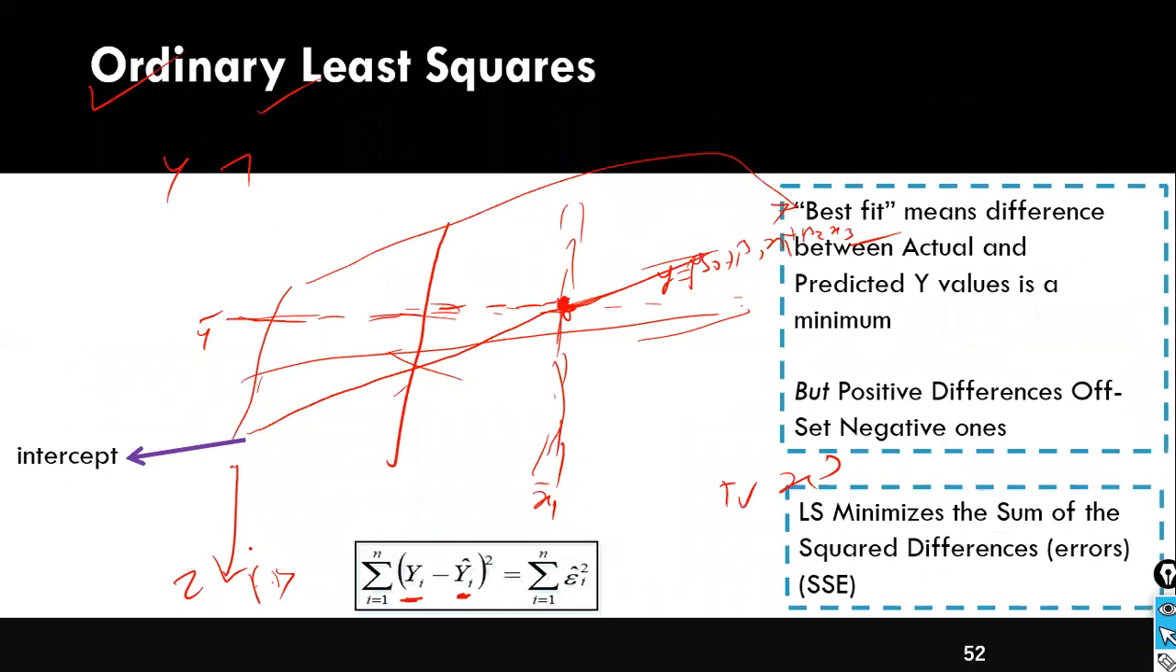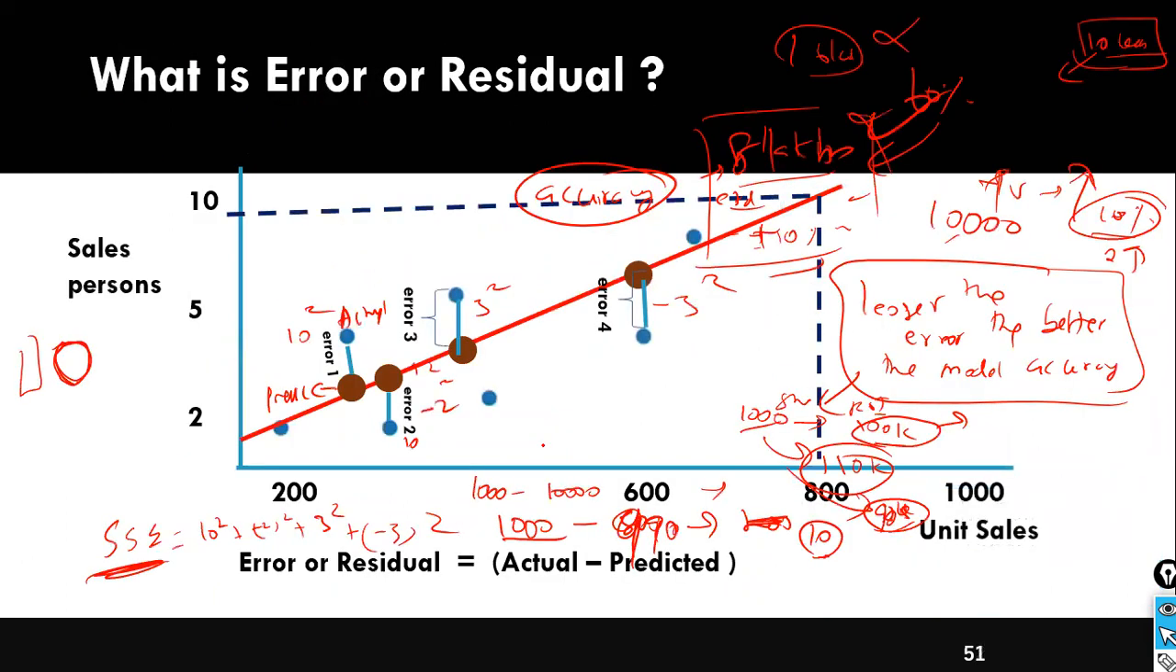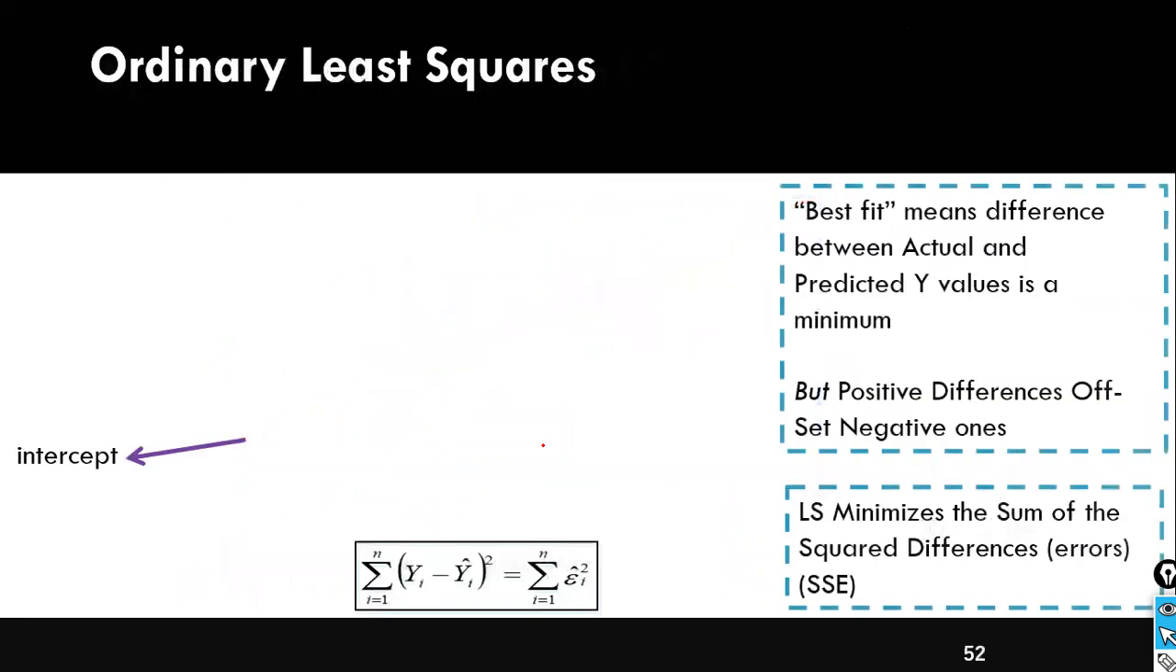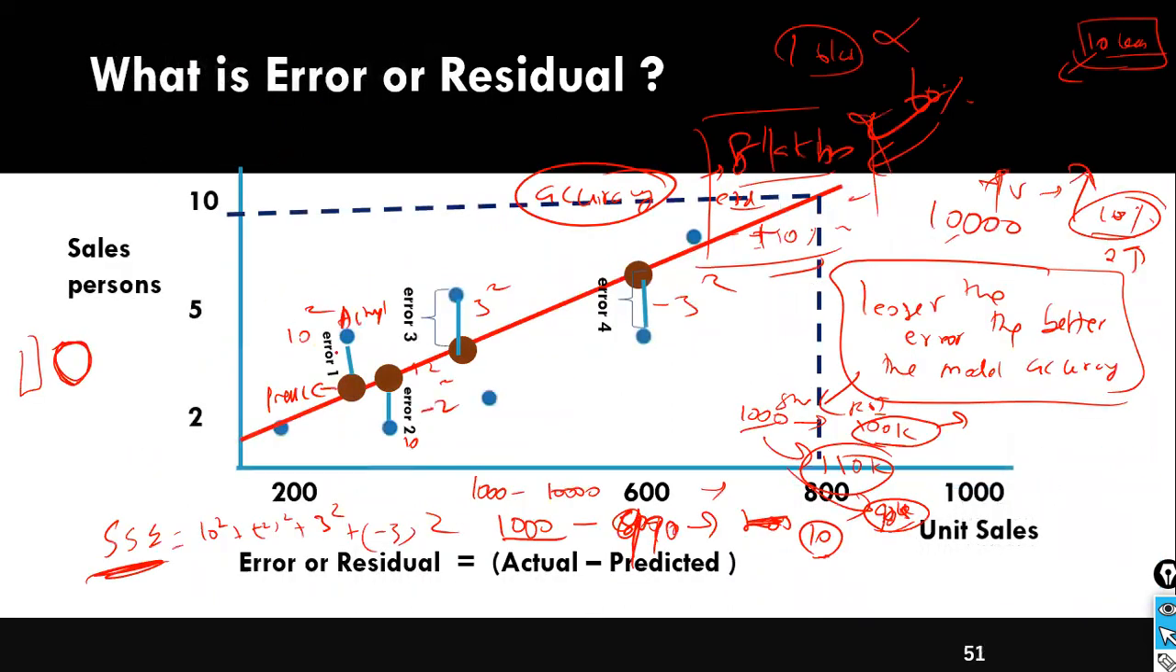It is also called ordinary least squares. The least squares method minimizes the sum of the squared differences. See, the other way of thinking about this is very interesting. Listen very carefully. So I have drawn a line here.